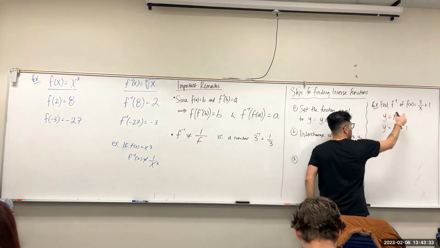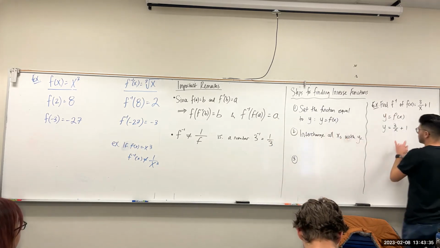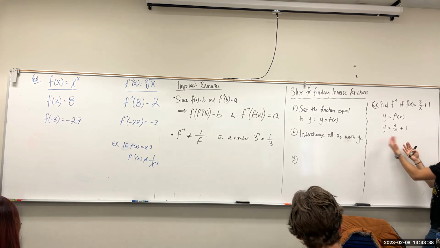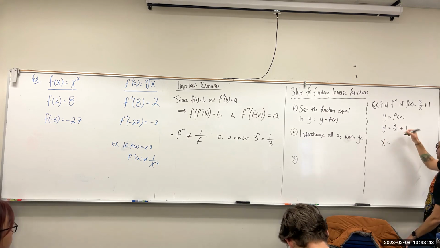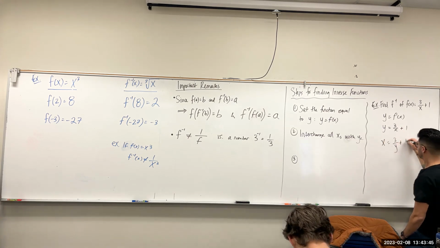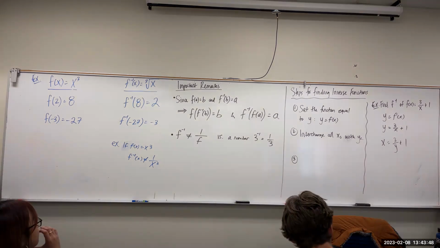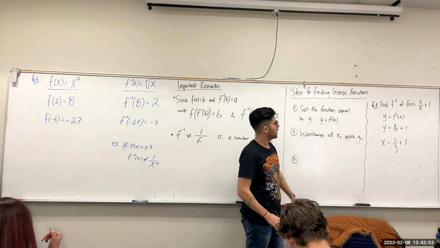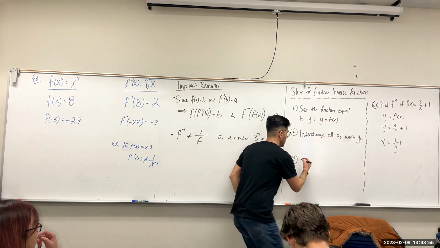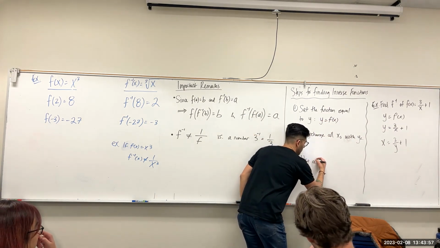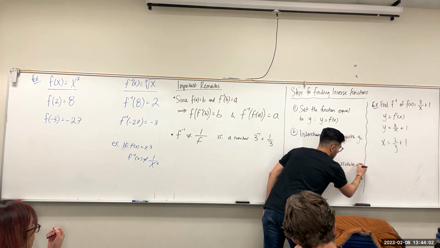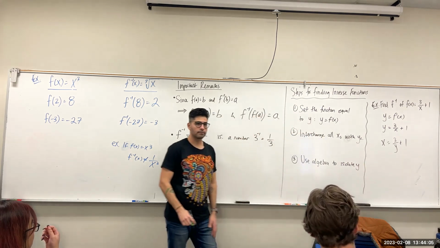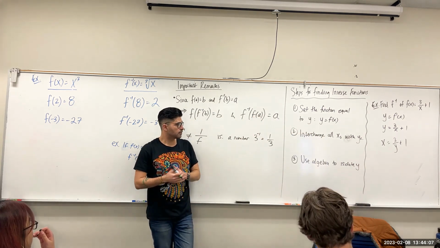So I set my function equal to y. Now I want to start creating the inverse. All the y's become x's, and all the x's become y's. That's what ends up happening for the inverse function. Now to find the actual inverse function, you're going to use algebra, where the fun part is, to isolate y.